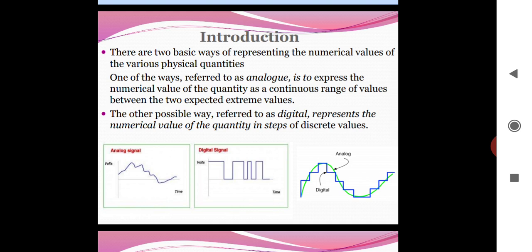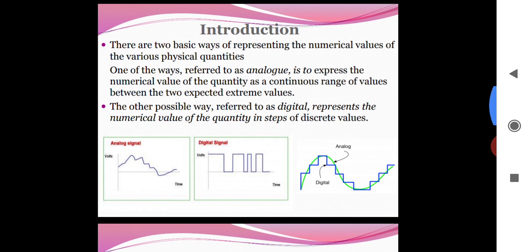There are two basic ways of representing the numerical values of the various physical quantities. One of the ways, referred to as analog, is to express the numerical value of the quantity as a continuous range of values between two expected extreme values. Whereas the term digital represents the numerical value of the physical quantity in steps or discrete values.